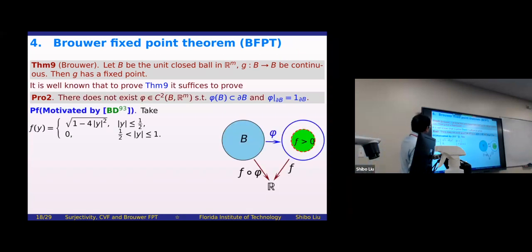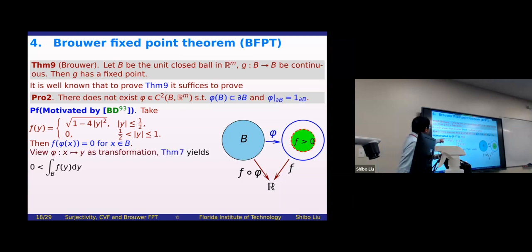Now, to prove this theorem, we consider this function f, which is zero near the boundary and positive within the smaller ball of radius half. Therefore, the composition of f with phi is zero, because phi of x is on the boundary and f is zero on the boundary. So we always have this equality. Then, because phi is the identity map over the boundary, it is a diffeomorphism on the boundary, so our theorem applies. We can consider this phi as the transformation. Then, because f is non-negative, continuous, and positive somewhere, the volume integral of f over the ball is positive.